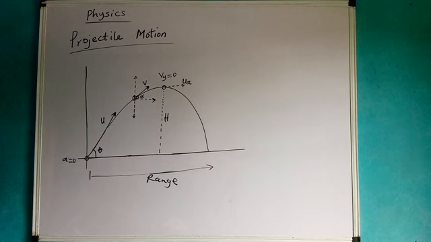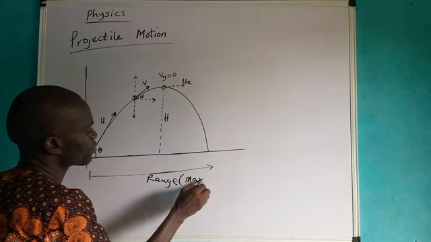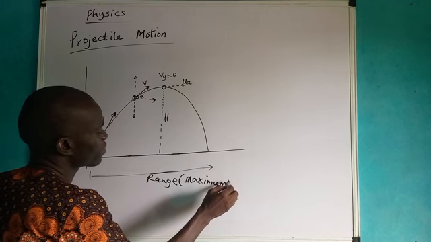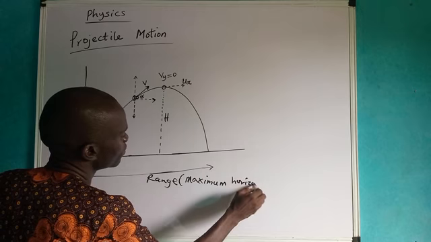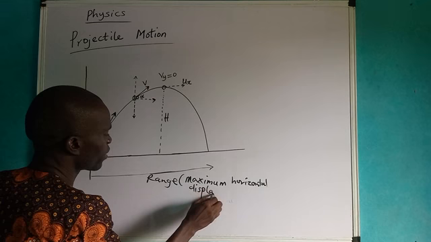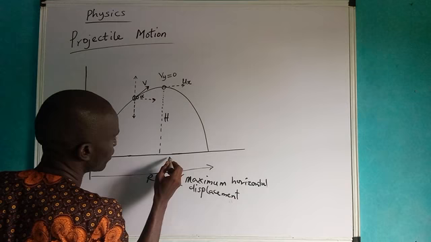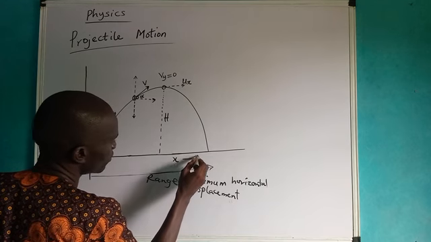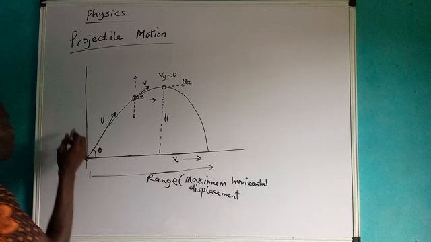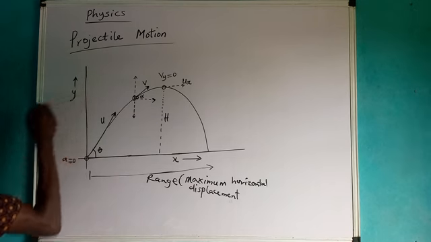And of course, we can also call that range the maximum horizontal displacement. Therefore, I can call this position the maximum horizontal displacement. Now, remember here is the horizontal displacement, and this one here is called the vertical displacement.